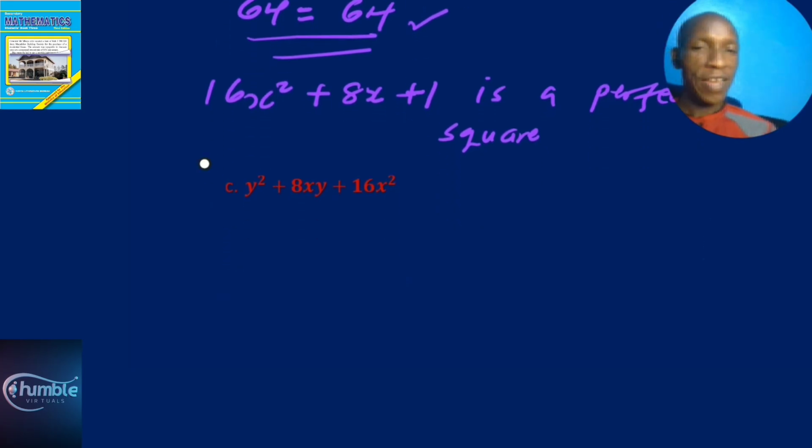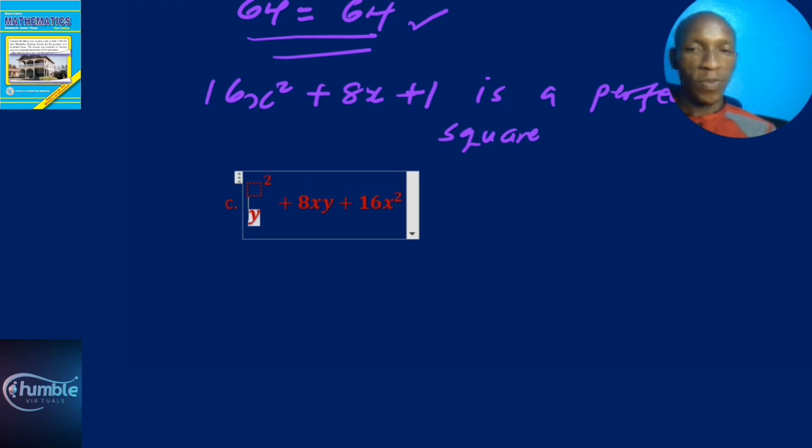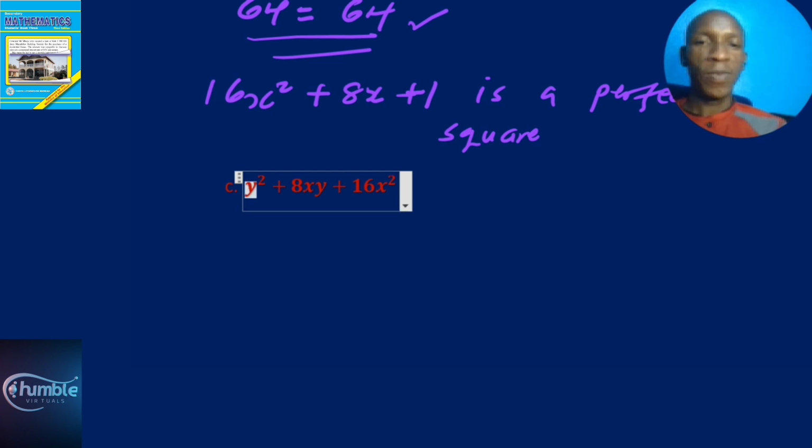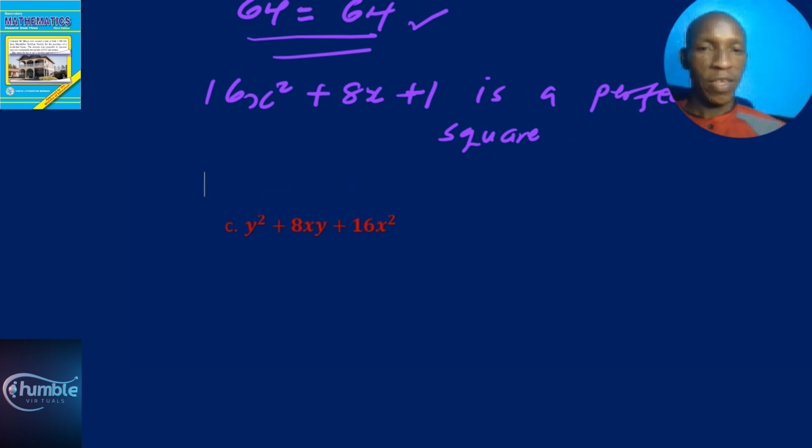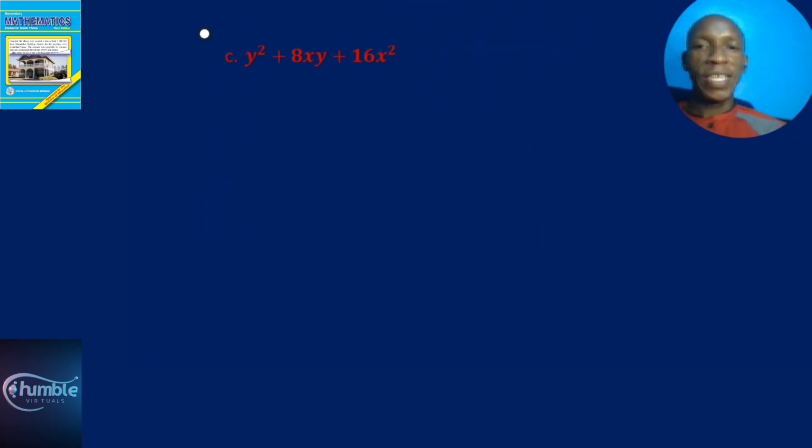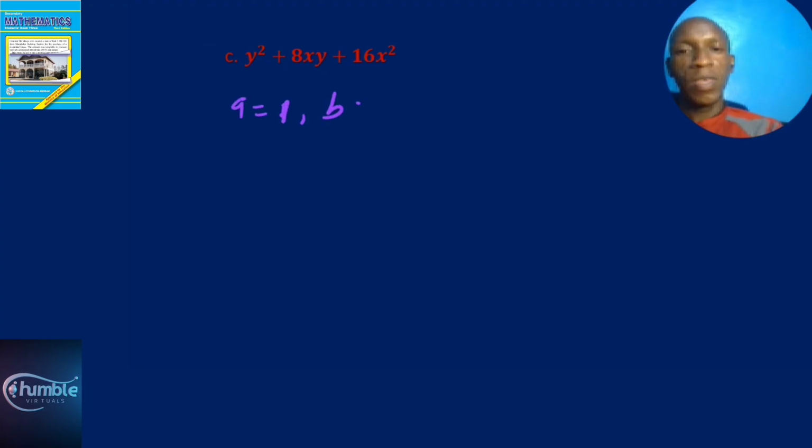I hope by now you are able to follow through what is happening here. So therefore, let us look at the next question here. y squared plus 8xy plus 16x squared. So therefore, we can say that a is 1, b is 8, c is 16.